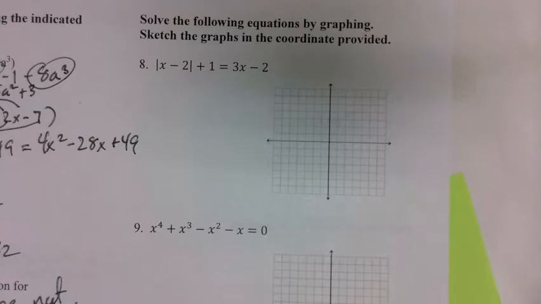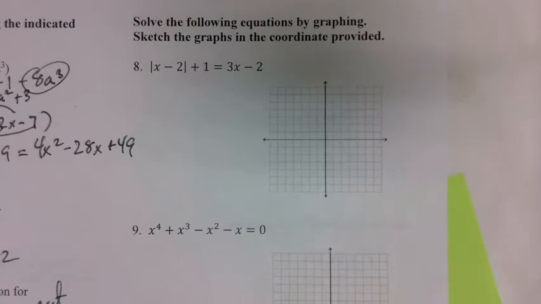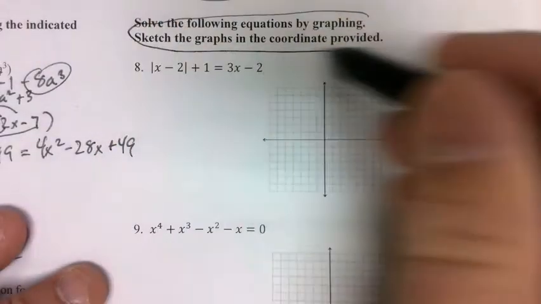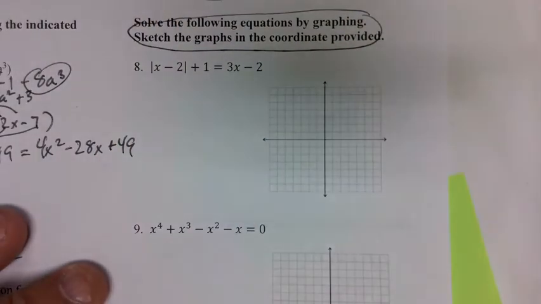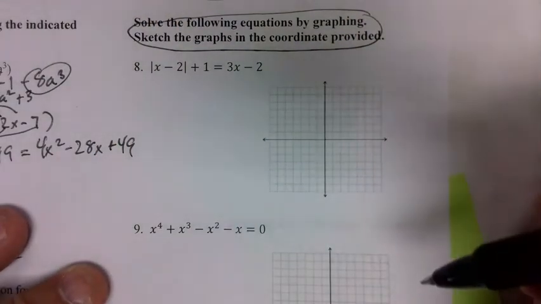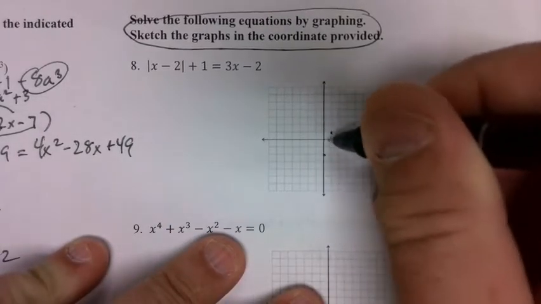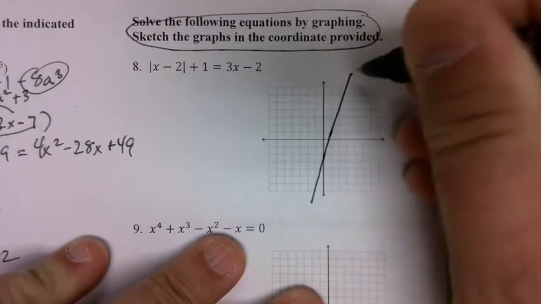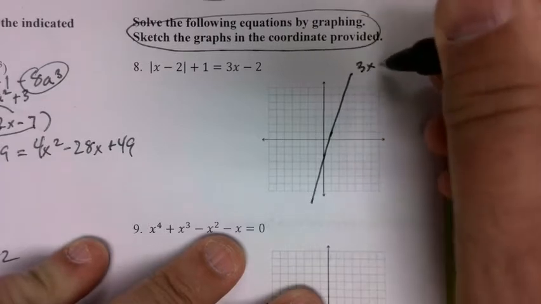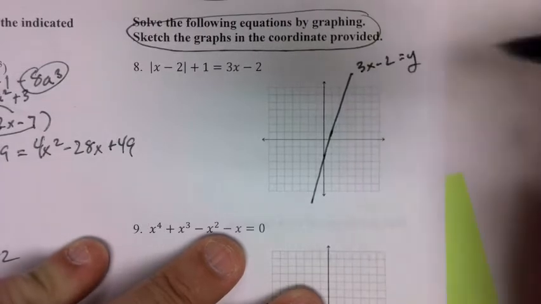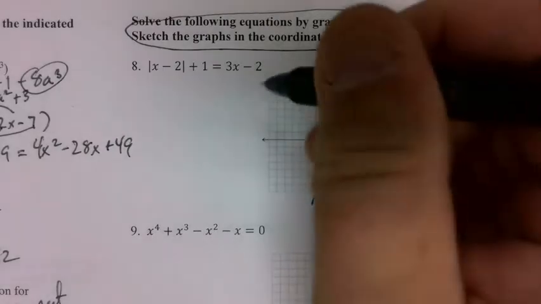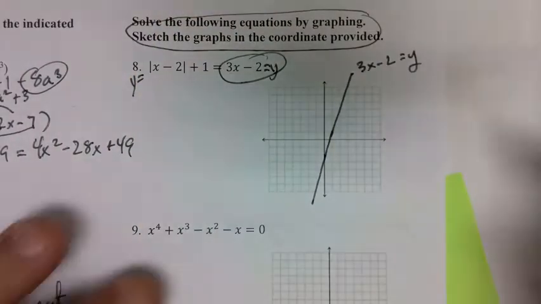Okay, now let's move over here. Solve the following equations by graphing. Sketch the graphs in the coordinate plane below. This is one where if you're told explicitly, solve it by graphing, you're going to have a graph in decimals. Now, if you were to graph this, that is 3x minus 2 equals y. You graph y equals the left side and y equals the right side.